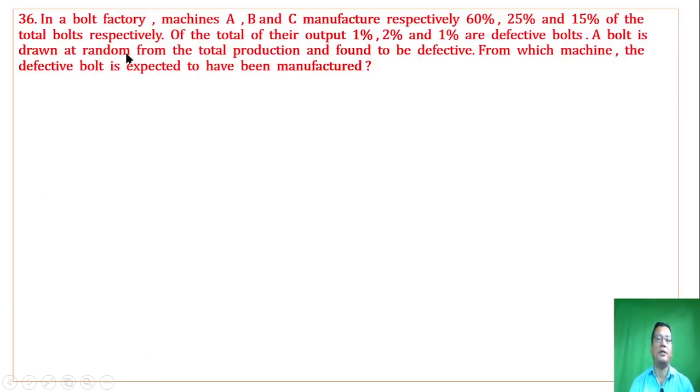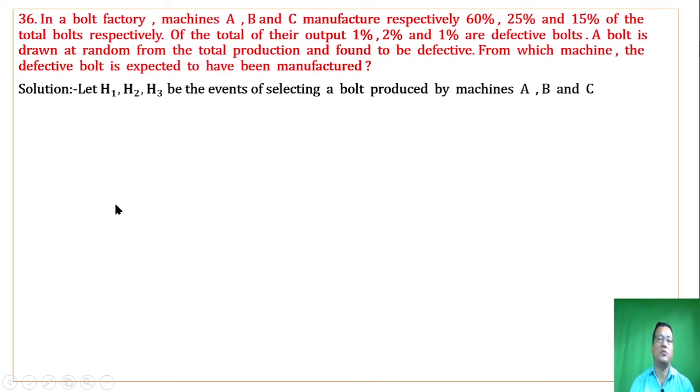36. In a ball factory, machines A, B, and C manufacture respectively 60%, 25%, 15% of the total balls. Of their output, 1%, 2%, and 1% are defective balls. A ball is drawn at random from the total production and found to be defective. From which machine is the defective ball expected to have been manufactured?